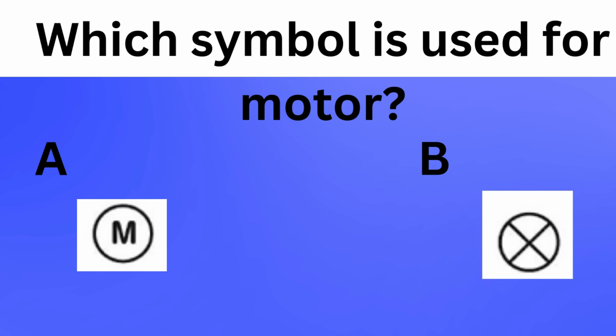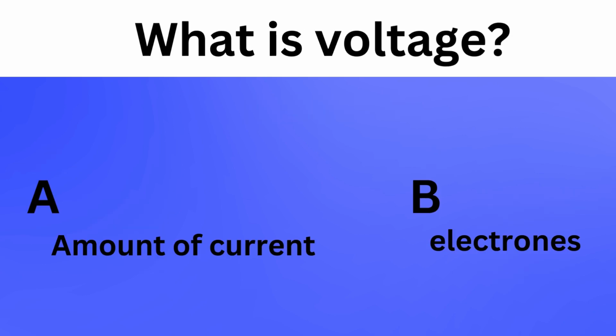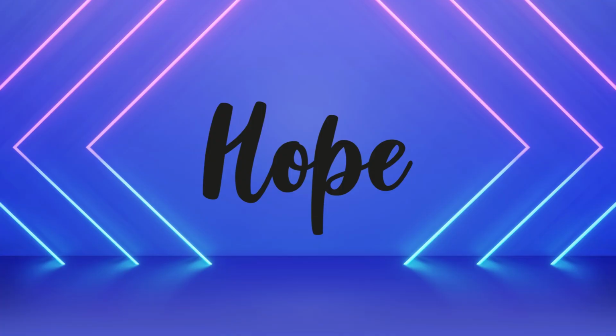Which symbol is used for motor? A1 or B1? Yes, A1 is the correct one. What is voltage? Amount of current or electrons? Yes, the correct answer is amount of current.